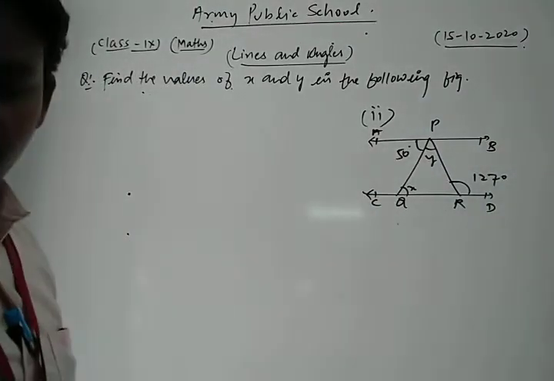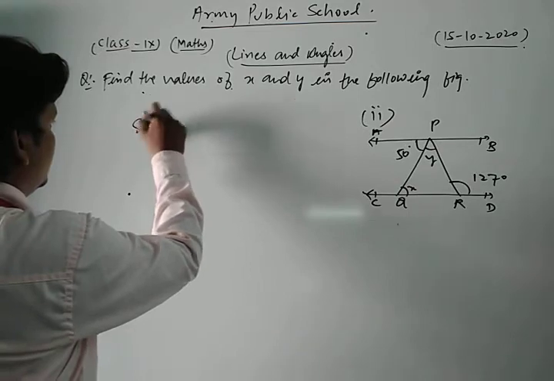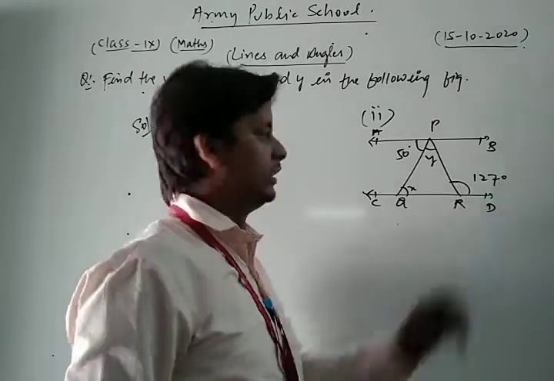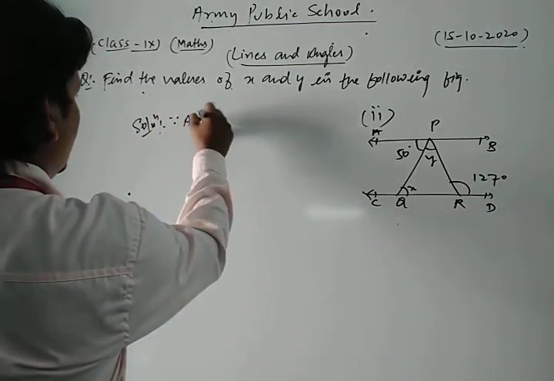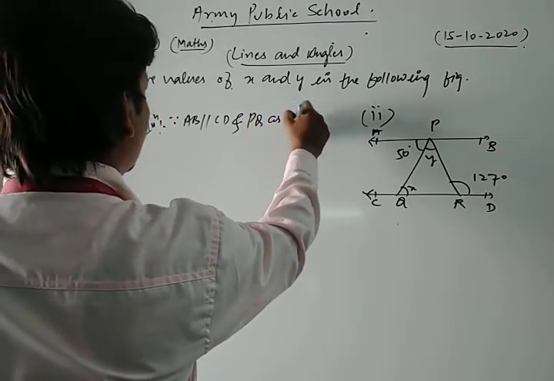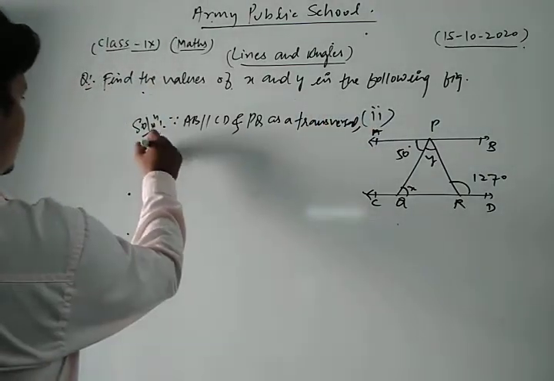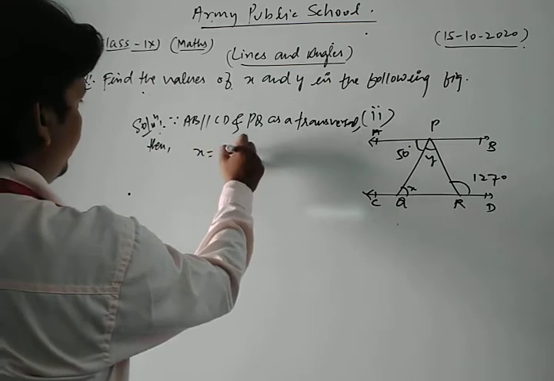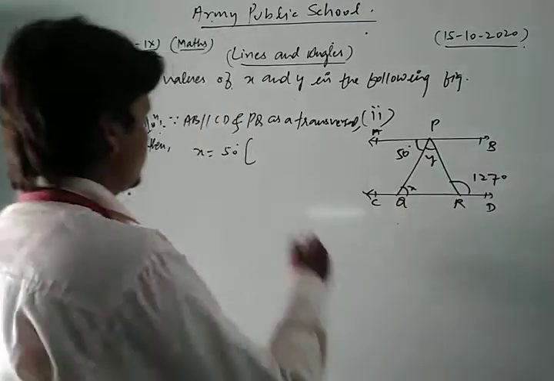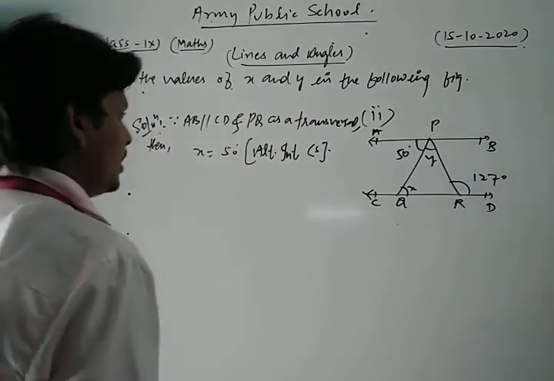Now we take and solve the next part of this question. Look at the solution. First of all, we take AB parallel to CD and PQ as a transversal. Then x is equal to 50 degrees. Why is x equal to 50? Because these are alternate interior angles.